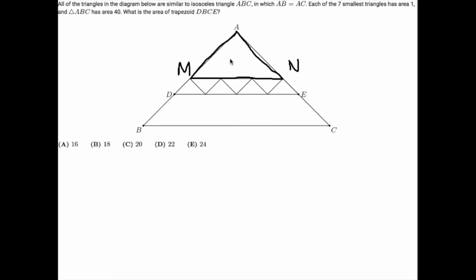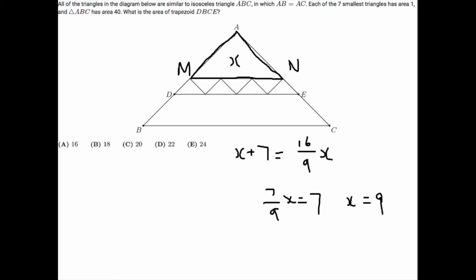If we call the area of AMN x, we know that ADE is equal to x plus 7, as well as 16 over 9x. And if we solve this, we find that 7 over 9x is equal to 7, and that x is 9.